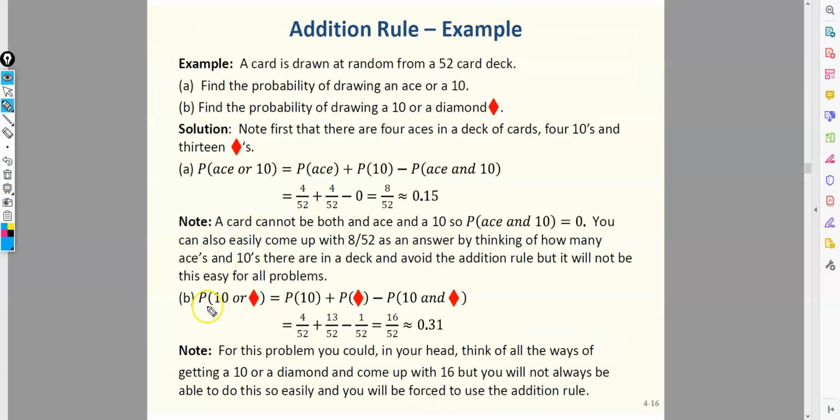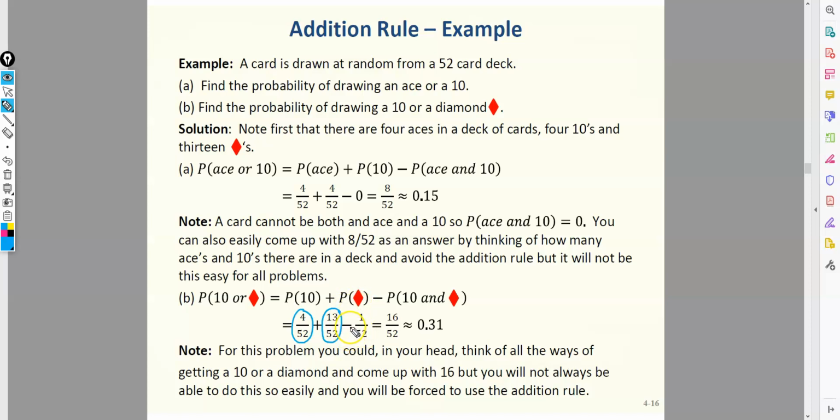Now for part B, we want to find the probability of a 10 or a diamond. So we apply the addition rule again. So that's going to be the probability of a 10 plus the probability of a diamond minus the probability of a 10 and a diamond. So the probability of a 10 is 4 over 52 because there are 4 10s in a deck of cards. The probability of a diamond is 13 over 52 because there are 13 diamonds in a deck of cards.